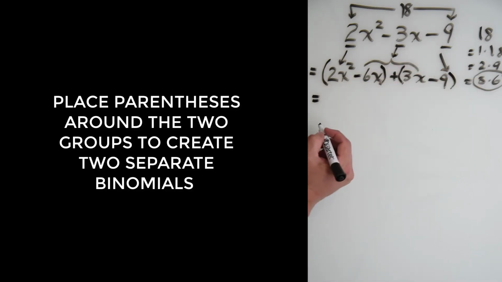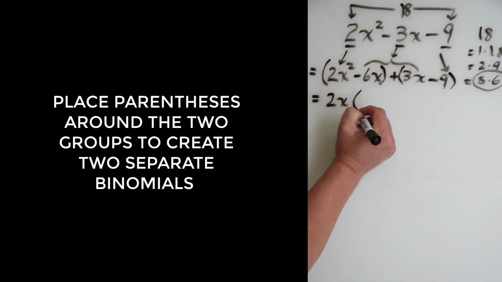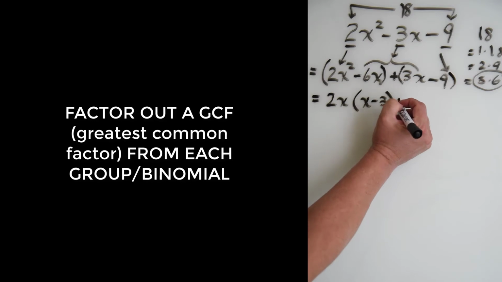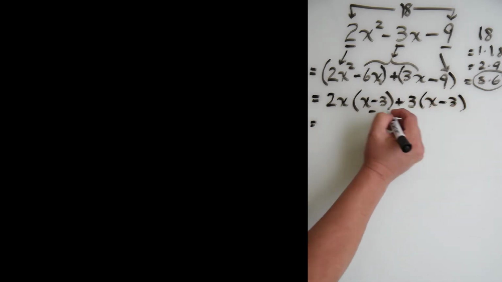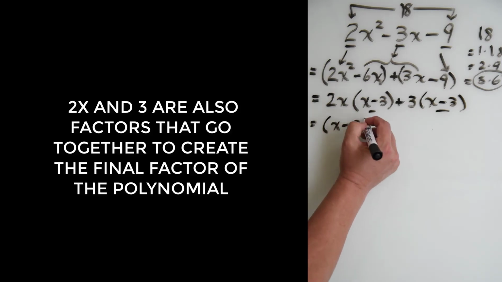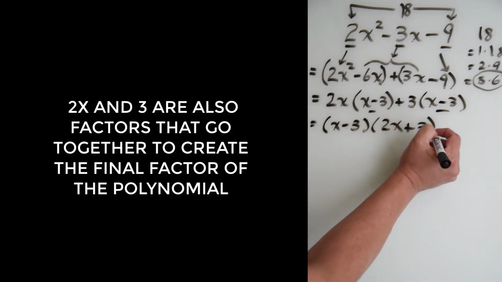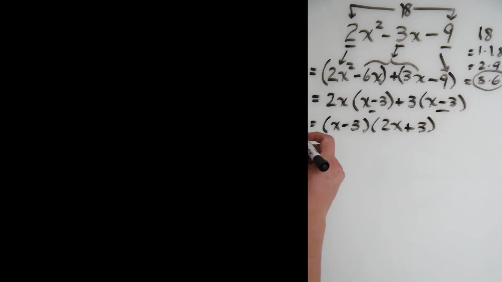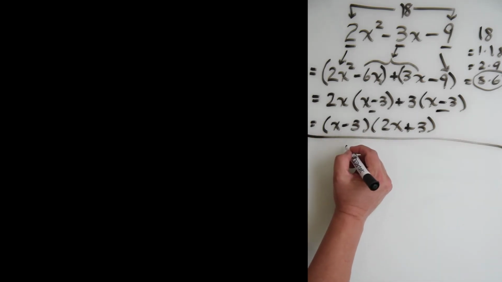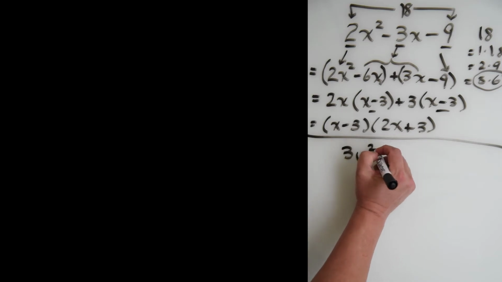Now, when you group the terms in two pairs, you can factor out a 2x from the first pair and a 3 from the second. That gives you 2x times x minus 3 and 3 times x minus 3. And as you can see, x minus 3 is a common factor, so it can factor out. And that gives you your answer, x minus 3 times 2x plus 3.